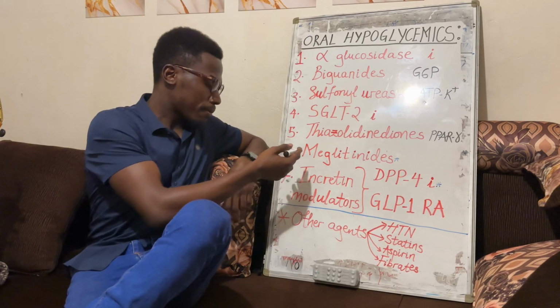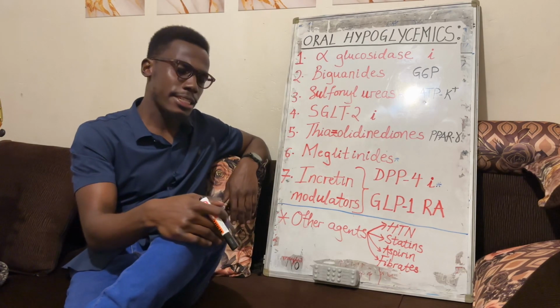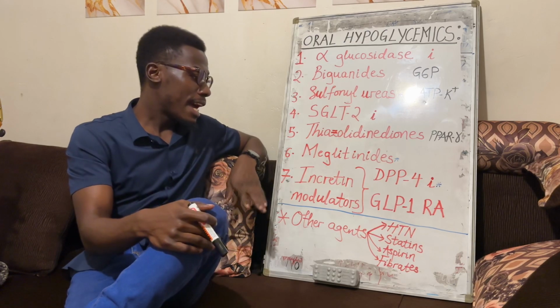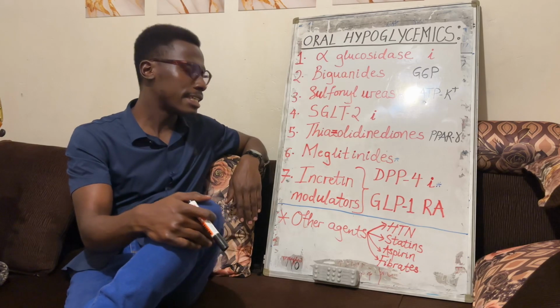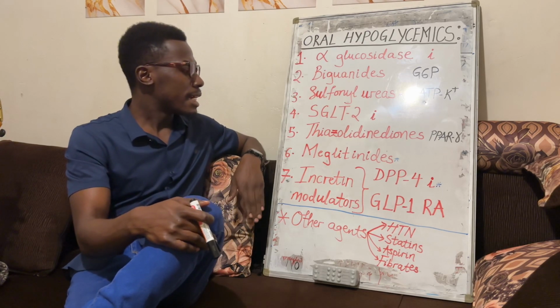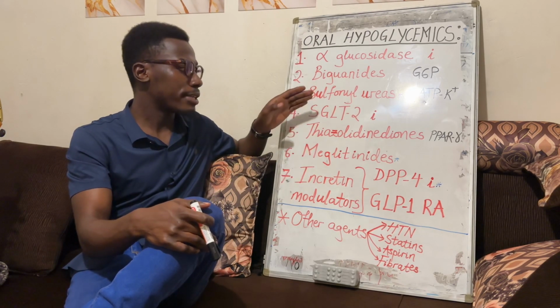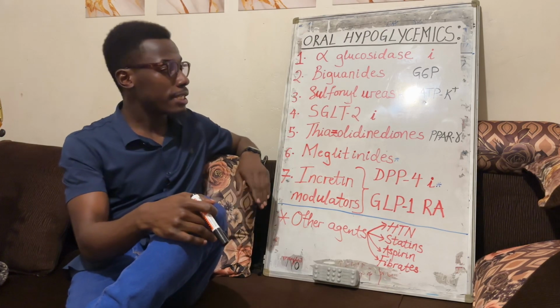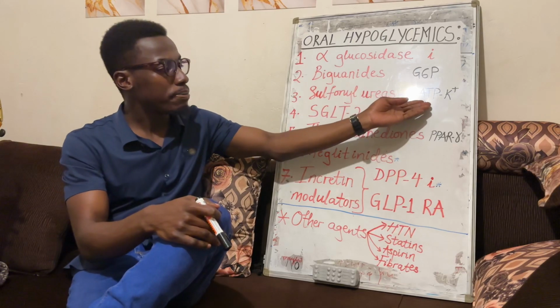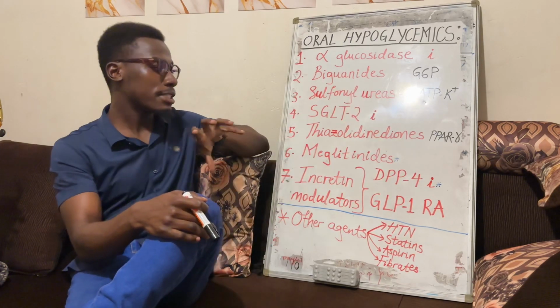Then number 6 is the meglitinides, or what we call the glinides. And these drugs also help to increase the secretion of insulin. They work in a similar mechanism like the sulfonylureas via a sulfonylurea receptor, which is located on the ATP dependent potassium channels in the beta cells.